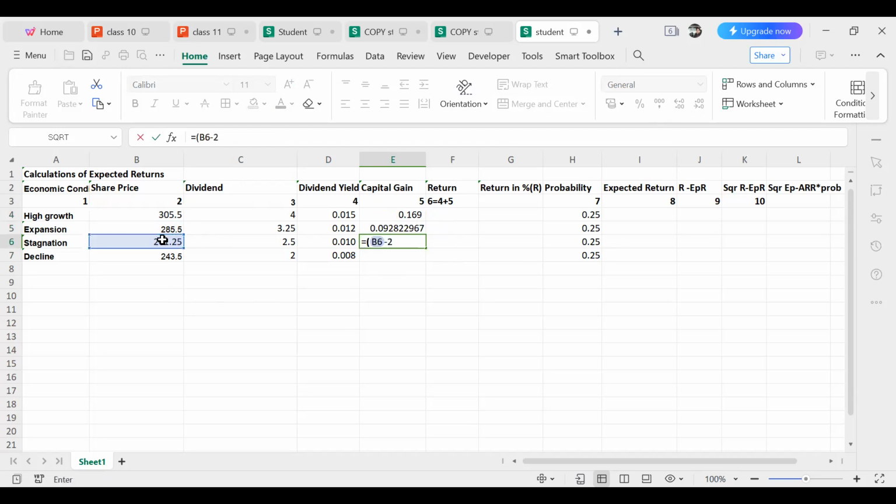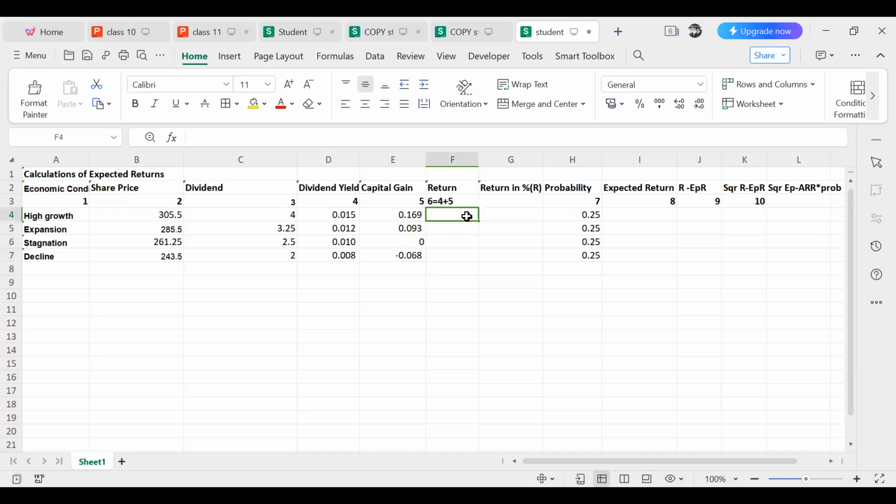For this, your price is here. Stagnation gives you the actual price, so this is 261.25. Last one is, put a bracket and then minus 261.25, all divided by 261.25. Okay, so you can reduce the decimal. And I've written the steps, you can see.